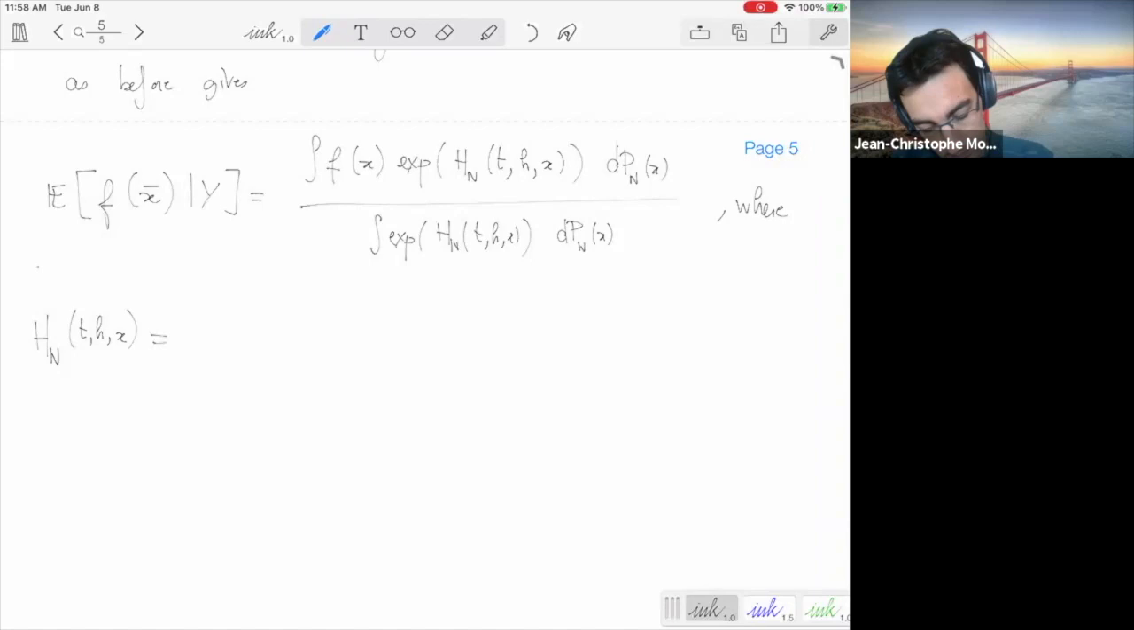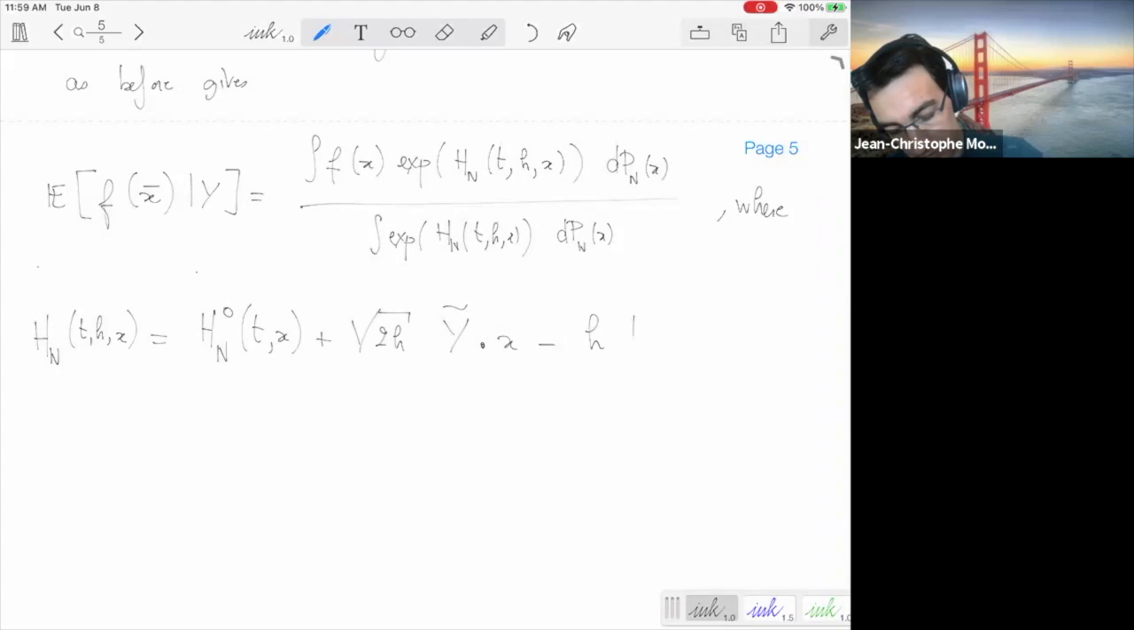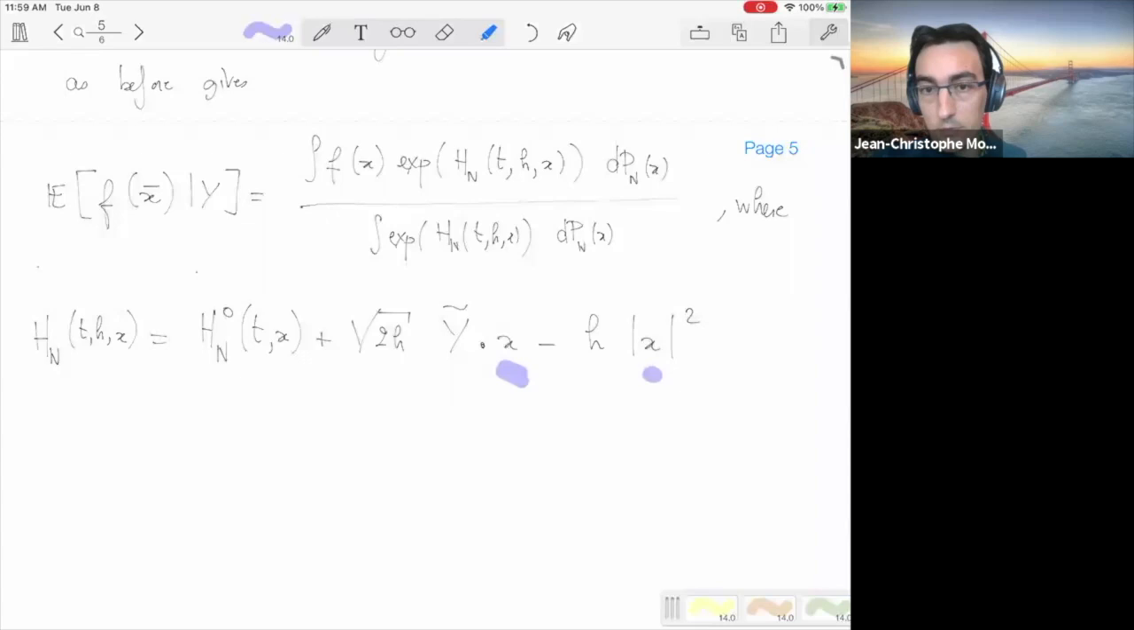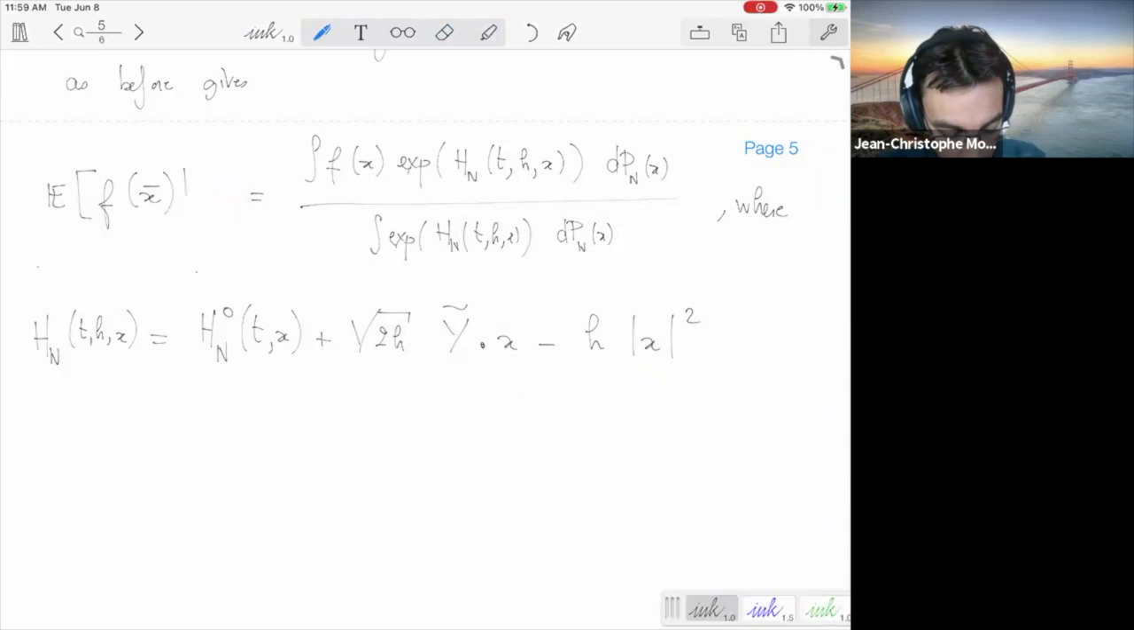And let me display what HN is. So the first part will be just this HN zero we had before. And then in a very similar structure, square root of t h y tilde dot x minus h x squared. So it's really exactly the same, except that before here we had xx transpose, but now it's just x. Oh, yes. Thanks a lot for this question in the chat. Indeed, a big mistake in my notation. This is the curly Y. Thanks a lot. That seems quite crucial.